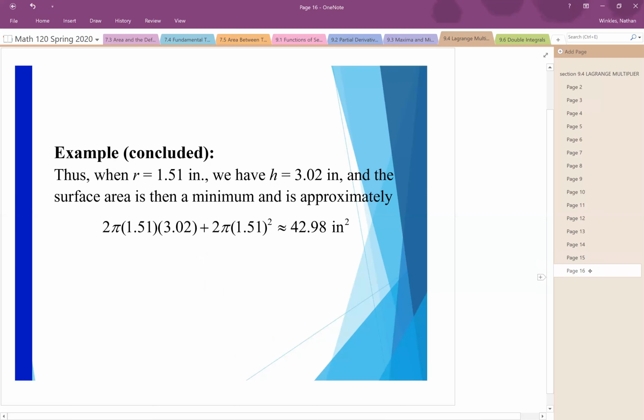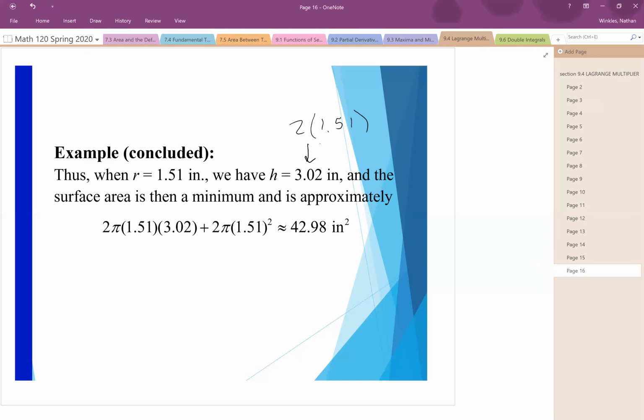Therefore, when r is equal to 1.51 inches, h was equal to 2r. So this was 2 times 1.51. And the surface area is then a minimum and is approximately, if we plug back into the original function, 2 pi r times h plus 2 pi r squared. Plugging that into our calculator, we should get approximately 42.98 inches squared as the minimum surface area.